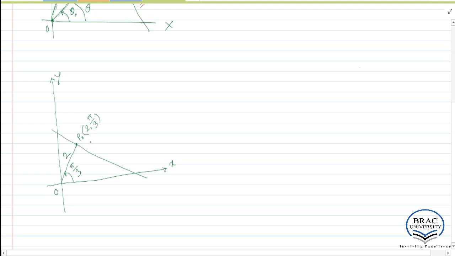Now we will consider an example which gives us the polar coordinate of a fixed point P naught, whose r naught value is 2 and whose theta naught value is pi by 3. Now for this line that passes through the point P naught, the equation for this line is r cosine of theta minus pi by 3, as this pi by 3 is our theta naught, and this will equal 2 because our r naught is 2.